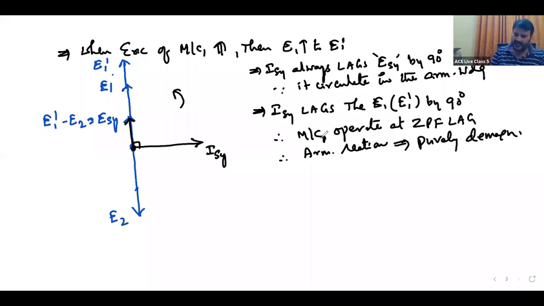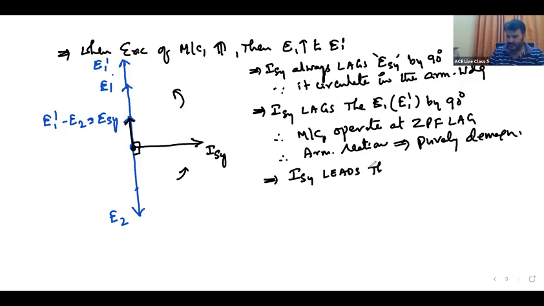Similarly, ISY leads E2 by 90 degrees. If you take it here, ISY leads E2 by 90 degrees. Therefore, the second machine operates at ZPF leading.